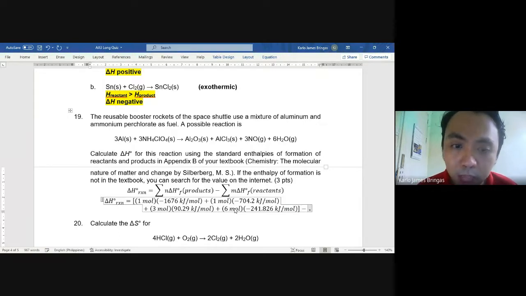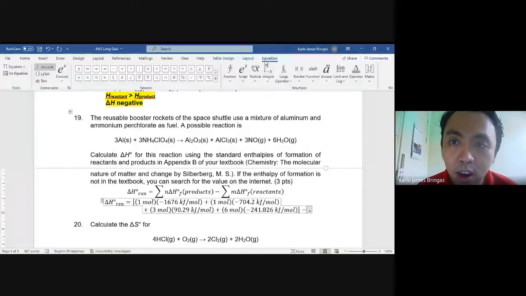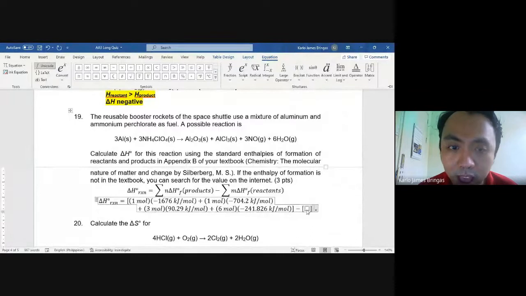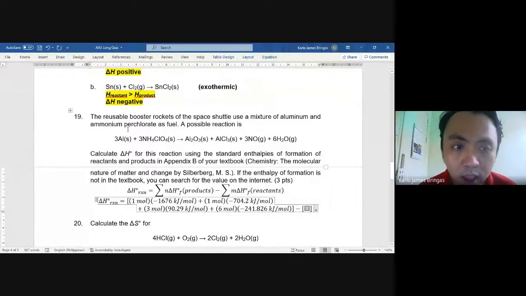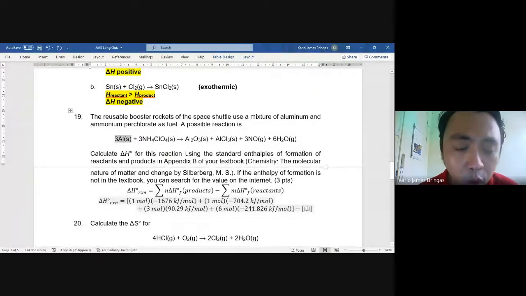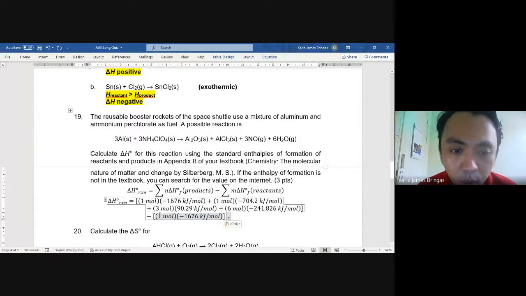To this, we subtract then our reactants. So for the reactant side, we now have the following. So we have first reactant is 3 aluminum. So since the coefficient of aluminum is 3, I then write 3 moles rather. And from my Appendix B, I can see that solid aluminum at standard state has a heat of formation equal to 0.